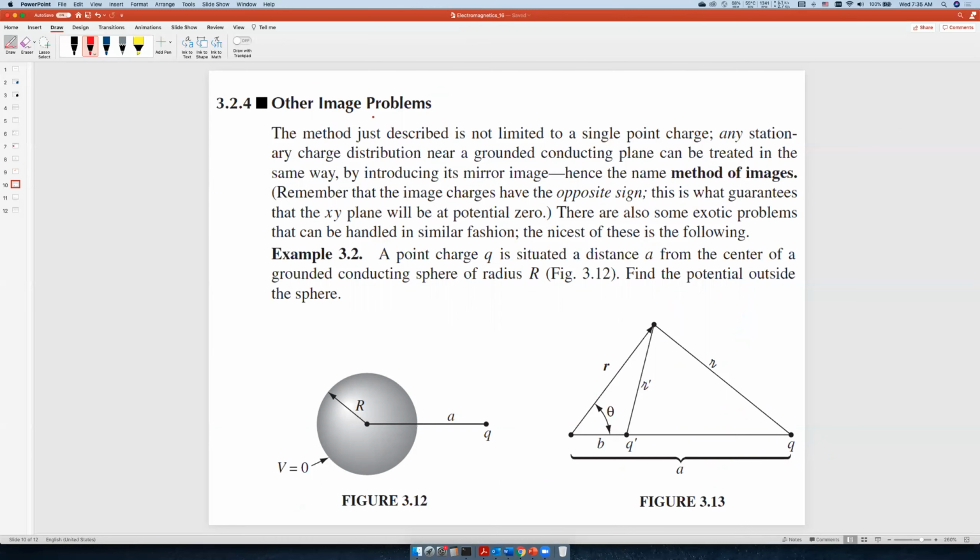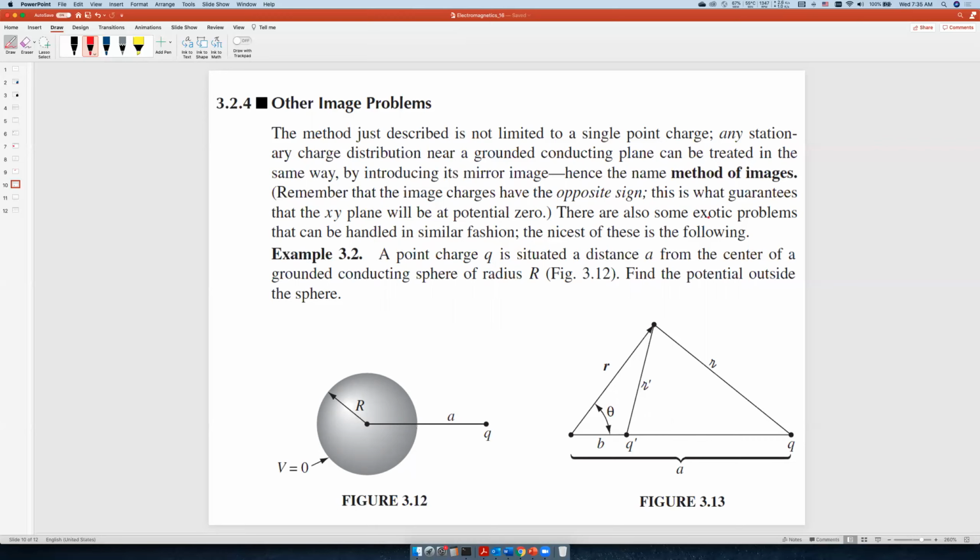So let's see some other image problems. The method just described is not limited to a single point charge. Any stationary charge distribution near a grounded conducting plane can be treated in the same way by inducing its mirror charge, or mirror image charge. Hence the name method of images. Remember that the image charge has the opposite sign. This is what guarantees that the xy plane will be at potential zero.